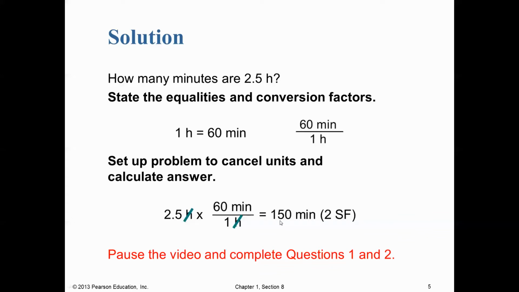And we know that's two significant figures. This is known to two sig figs, this number we start with. This 60 is actually an exact number because it's within the same measurement system. And again, we can know this to two significant figures, 150 minutes.